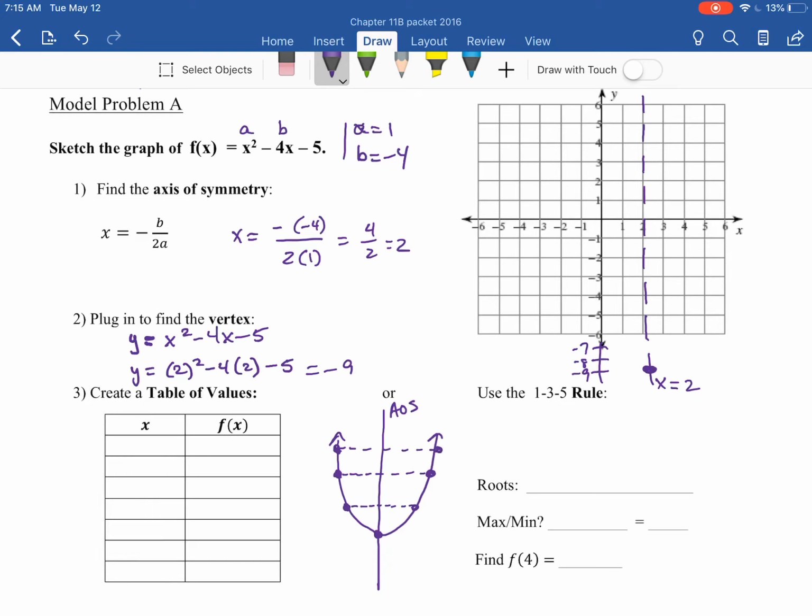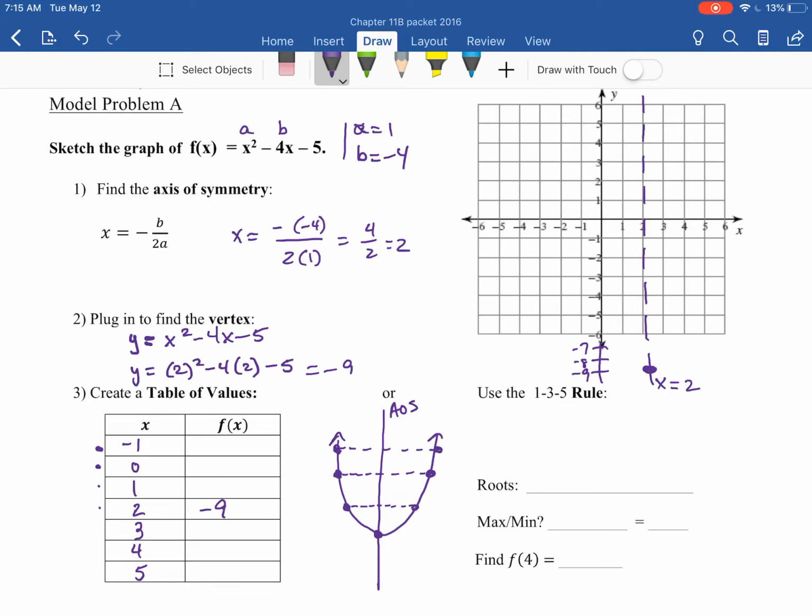Okay, so back to where we were. We want to put the vertex in the exact middle. So 1, 2, 3, 4. Okay, right here. So 2, -9. Let's go ahead and put that vertex there. Then we evenly surround the point. So let's count 3 up and 3 down.